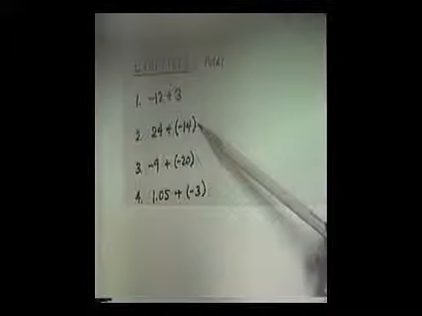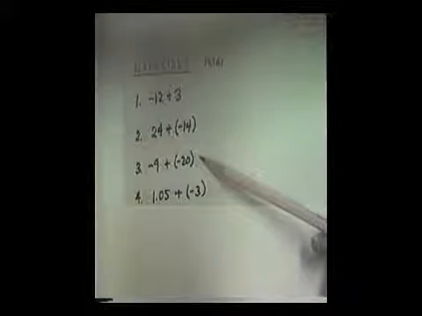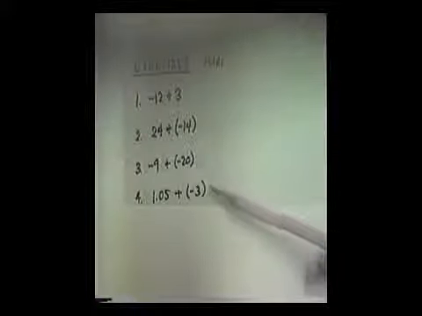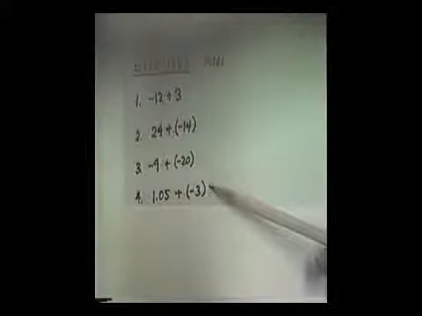First problem is -12 plus 3. Then 24 plus -14. Third problem is negative 9 plus negative 20. The fourth problem is 1 5/100 plus negative 3.